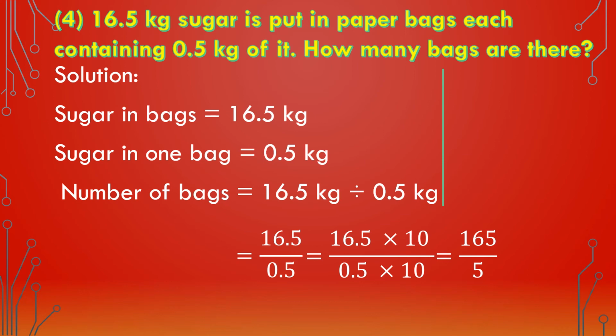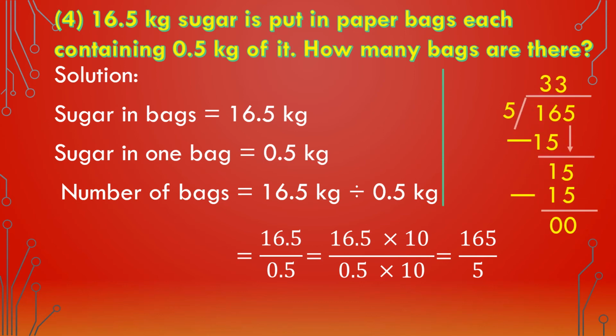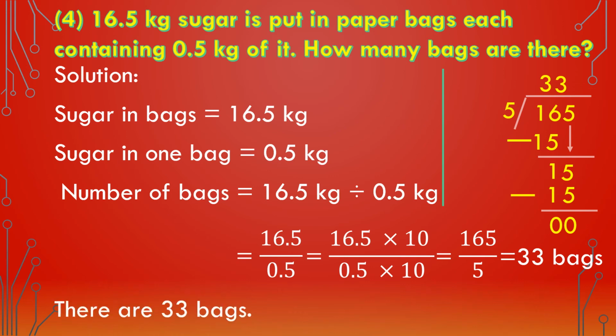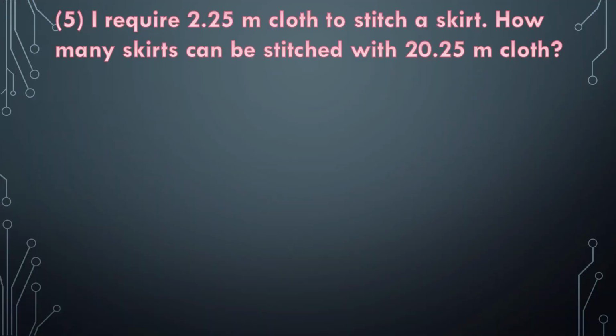Now divide 165 by 5. Everyone knows how to do division, so pause the video and do the division on your own and check. The answer is 33 bags. And the last statement is there are 33 bags. Let us solve one more question. Question number 5. I require 2.25 meter cloth to stitch a skirt. How many skirts can be stitched with 20.25 meter cloth?